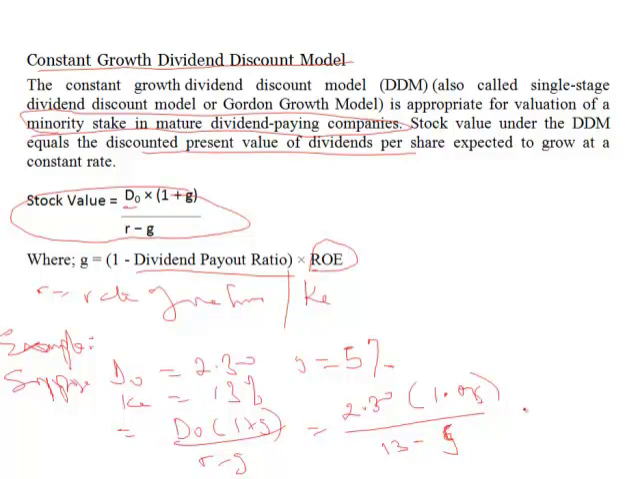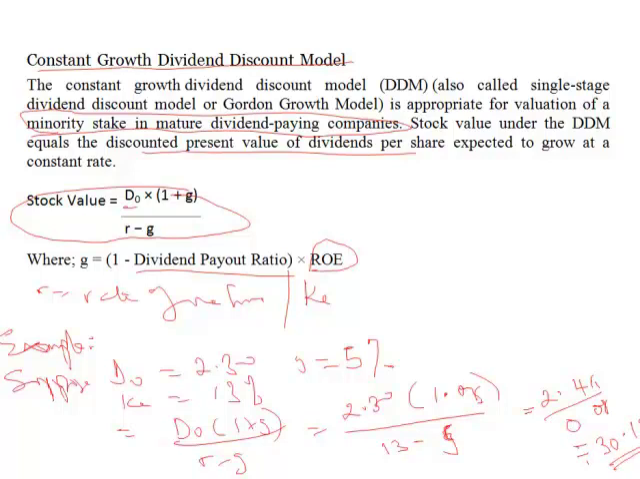So what we have here is 2.415 all over 0.08. So the share is equal to 30 naira 19 kobo. This is the intrinsic value.